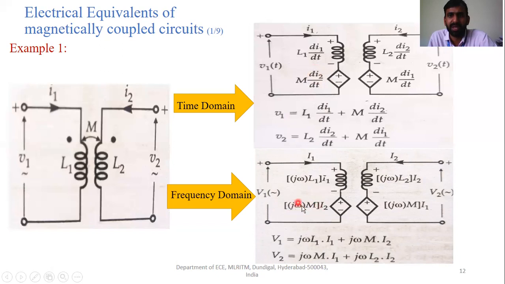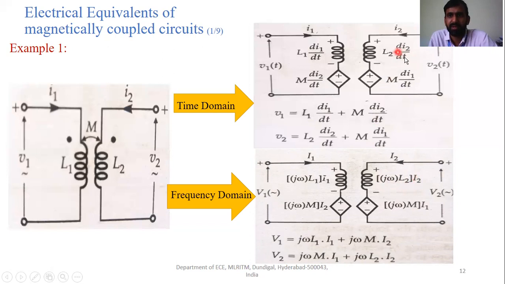The I2 is multiplied with j2 pi f. j2 pi f is nothing but angular frequency, that is omega. Right? So j2 pi f, j omega M I2. Similarly, in the right hand side also, L2 di2 by dt. So here also we have multiplied the signal with j omega L2 I2.